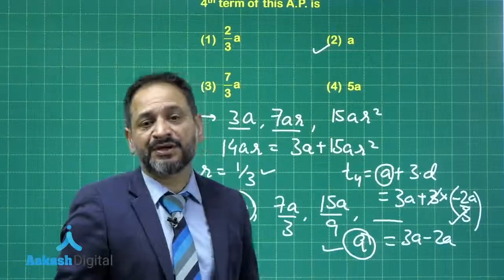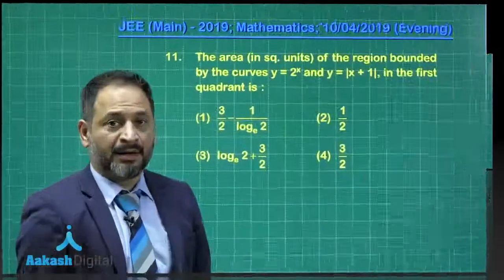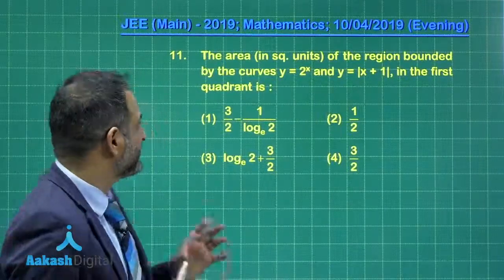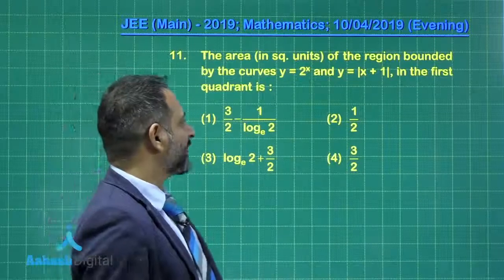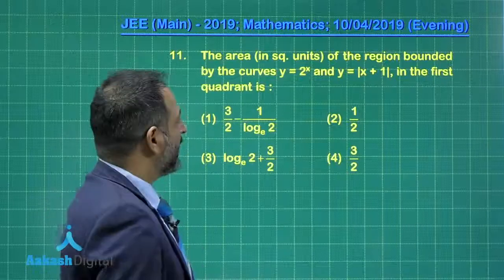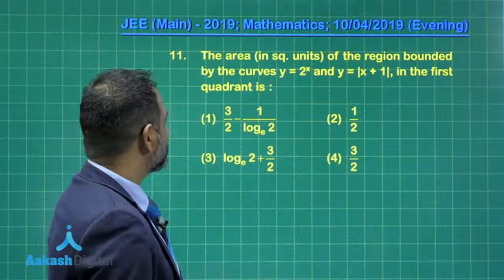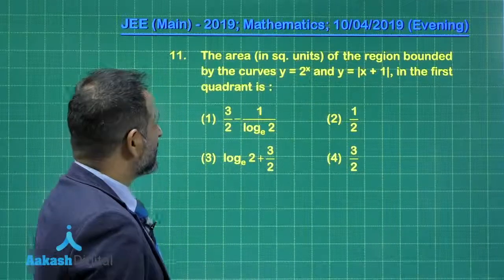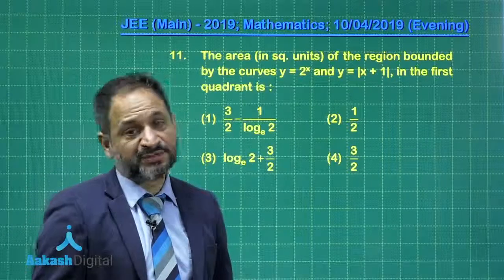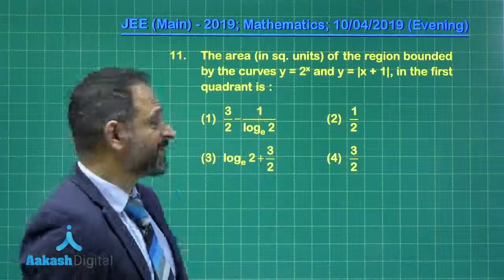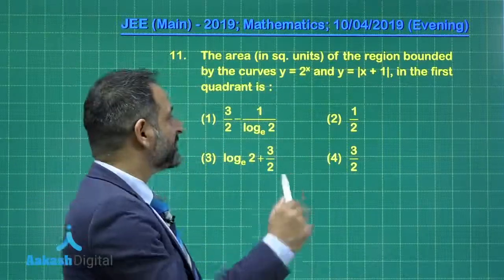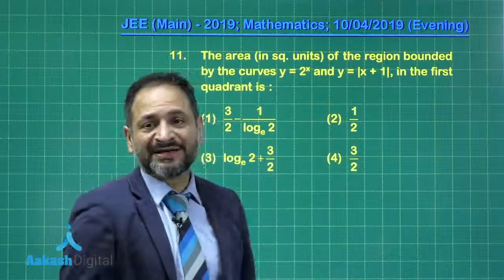Let us move to the next problem. Here's the much awaited problem on area. Finally, we see a problem which is an easier one, the tracing of curve y is equal to 2 raised power x and y is equal to mod of x minus 1 in the first quadrant. So we have to find out the area bounded by these two curves in the first quadrant. So first we have to draw the figure of y is equal to 2 raised power x, which is the exponential function, and again the modulus of x plus 1.